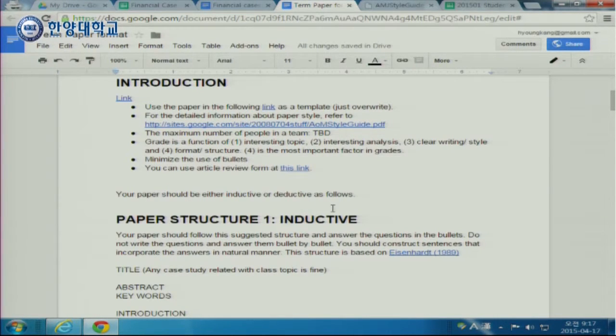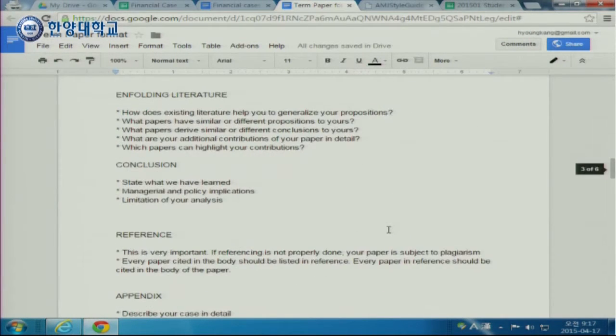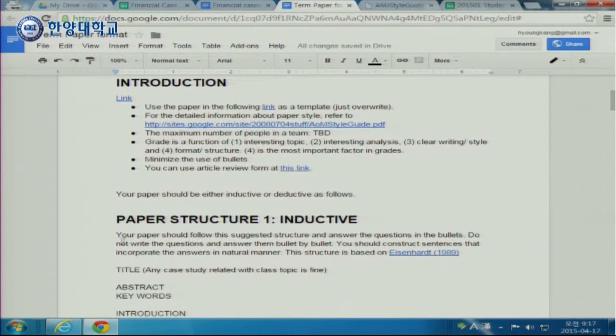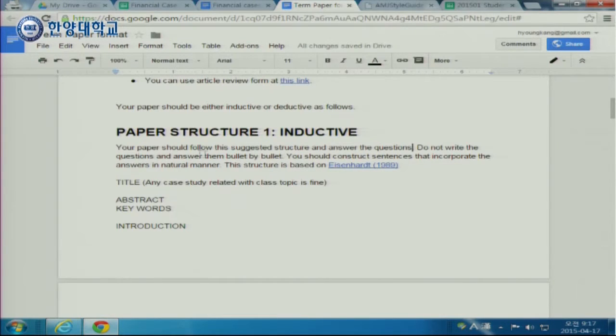When you write an inductive paper or phenomenon driven paper, please follow this storyline. Your paper should follow this suggested structure and answer the questions in the bullets. Importantly, do not write the question and then answer the question bullet by bullet.